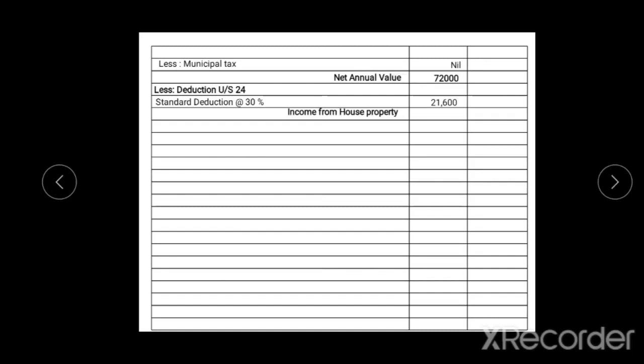Again, the second deduction will be interest on housing loan. So here the interest on housing loan is not given, so no need to write this amount. After that directly we will get the income from house property. So what will be the amount? 50,400. After reducing standard deduction from the net annual value, we are getting income from house property. And what is the amount? 50,400.